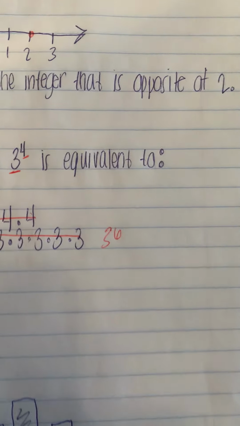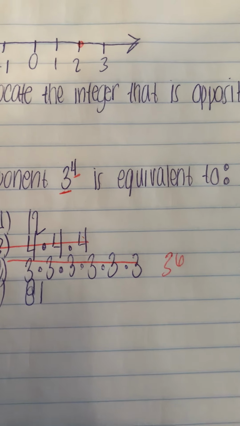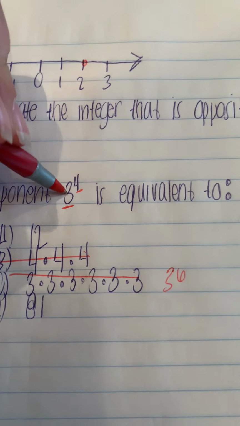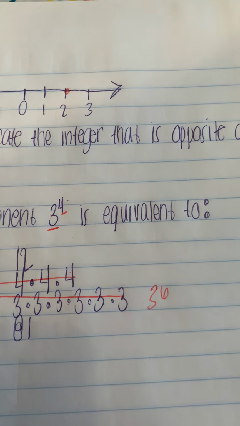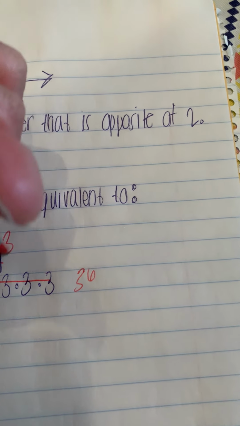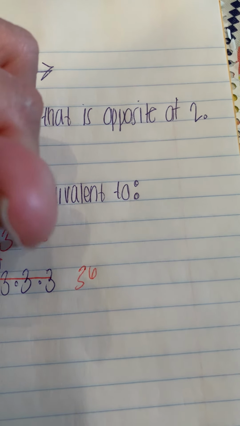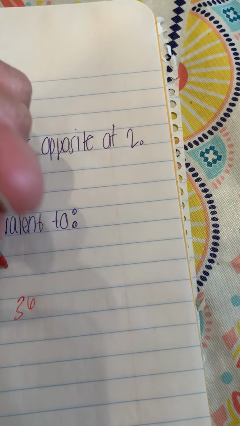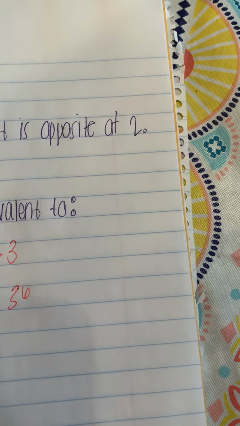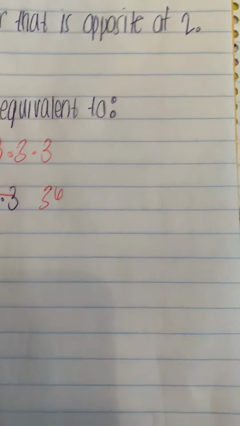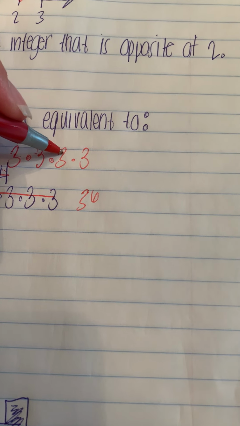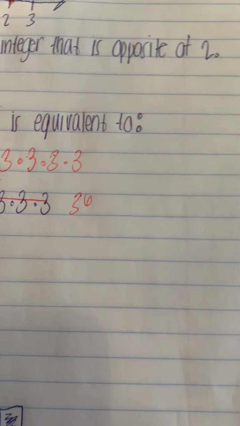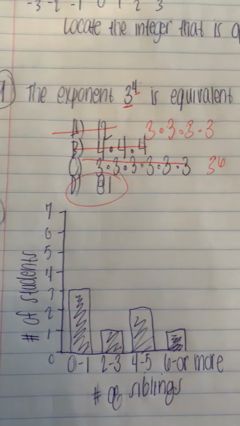So that one's wrong. Let's go back to A. 12. A lot of people want to say, oh, let's just do 3 times 4. That is not correct. Okay, it is 3 times 3 times 3 times 3. Okay, so let's go ahead and multiply this. 3 times 3 is 9, times 3 is 27, times 3 is 81.